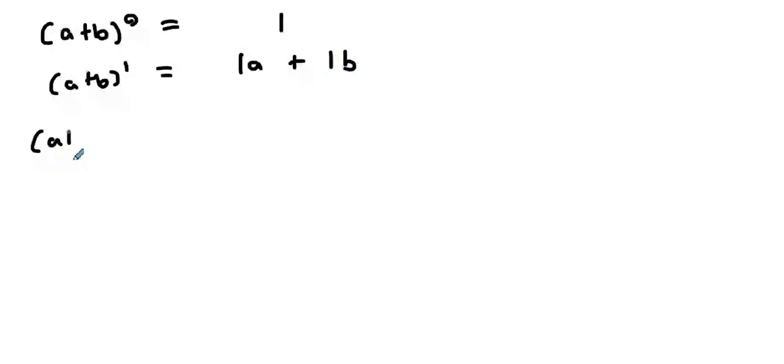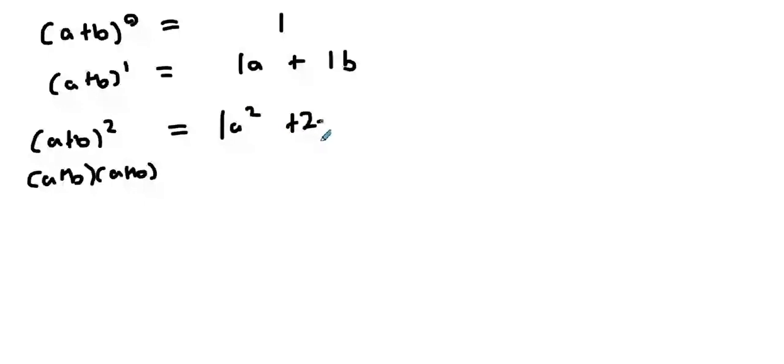What do we then say a plus b to the power 2 was? It means a plus b multiplied by a plus b. Everybody go with that? And when we multiplied that out, we would have got 1a squared plus 2ab plus 1b squared. Everybody go with that?